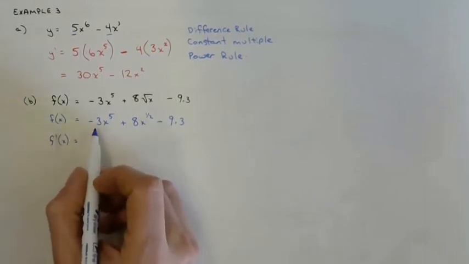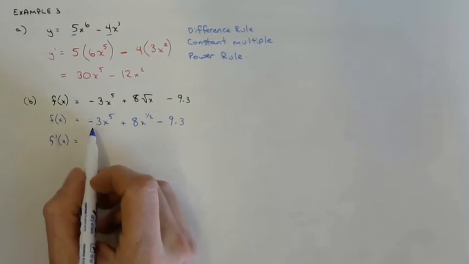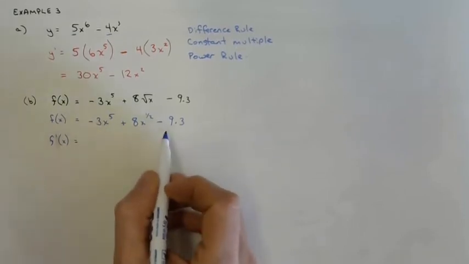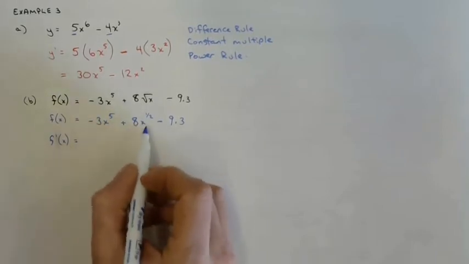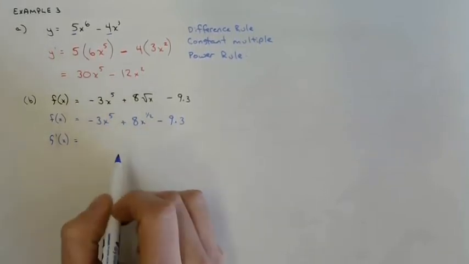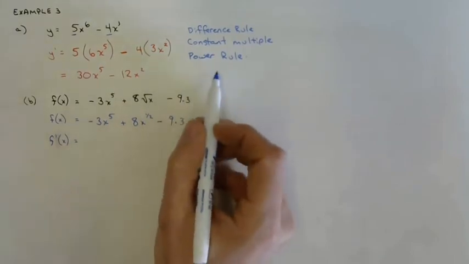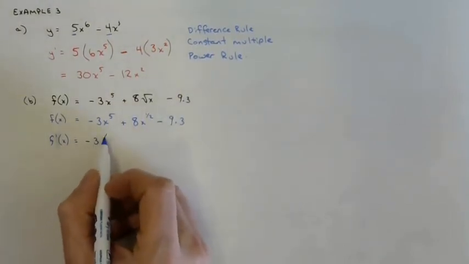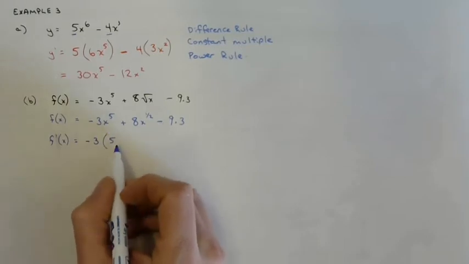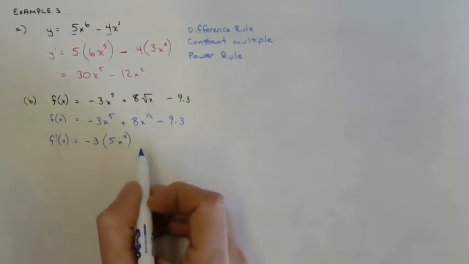And here are our rules. We have a constant multiple. We have addition and difference rules. So we're just going to take the derivative of each term individually and be mindful of the signs that we have. And we're basically just using the power rule each time. So here we have negative 3. The derivative of x to the power of 5 is 5x to the power of 4.